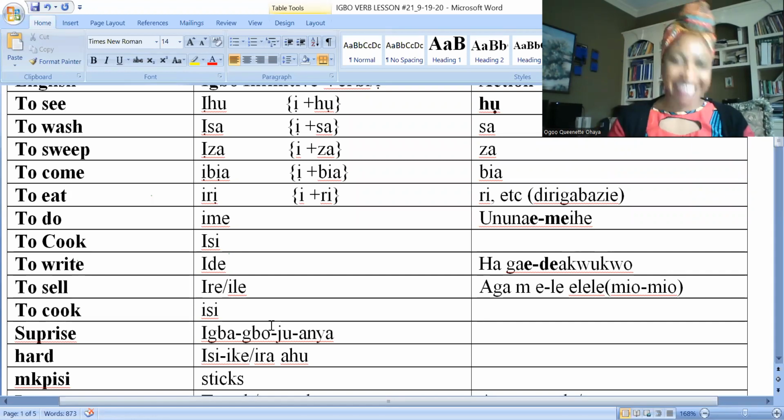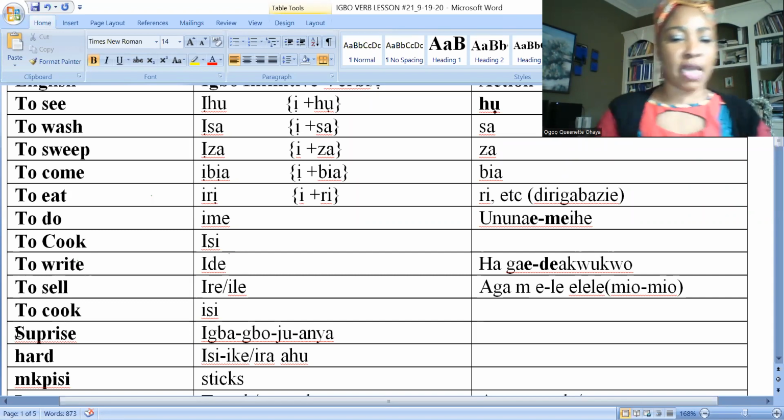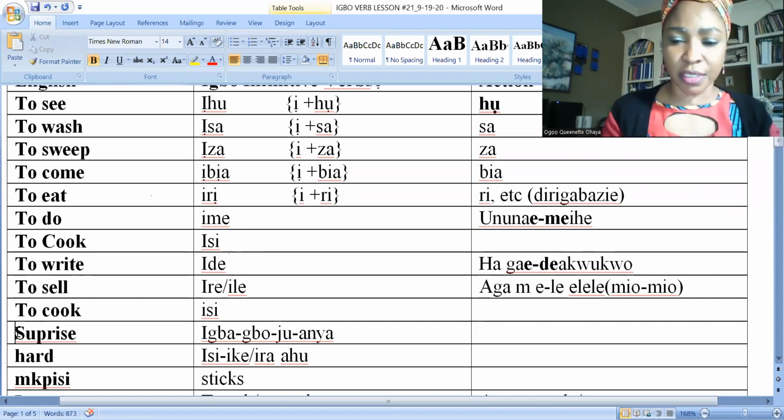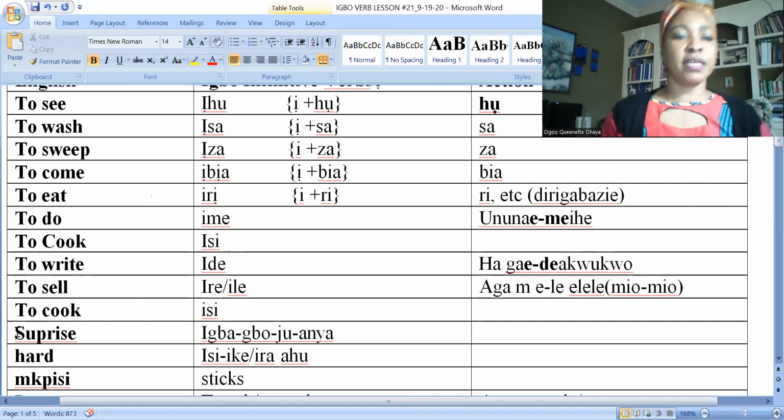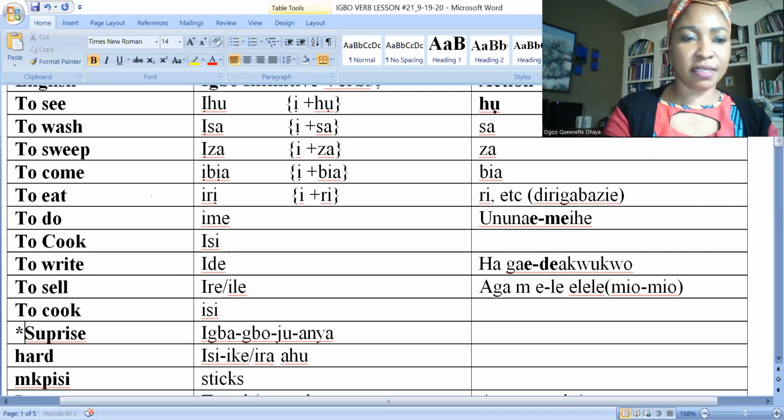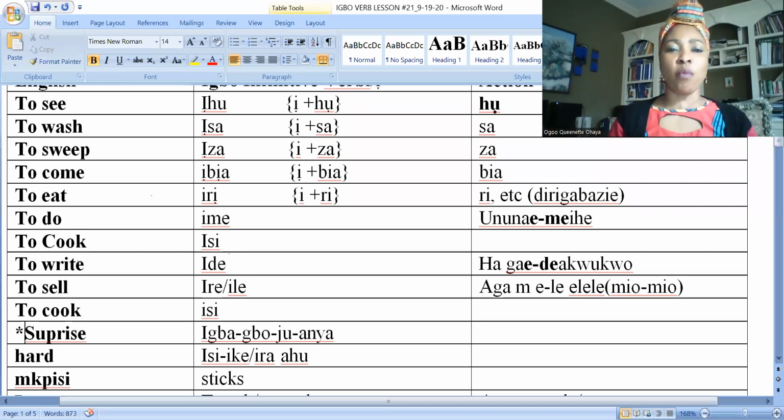To cook, isi, okay? This word, because somebody asked this question, and I feel like I need to put it here for everybody to know what it is. Surprise. When you say surprise, Ịgbagwoju anya. Surprise, you surprise me. Ịgbagwojuru m anya. Ịgbagwoju anya. So I broke it into syllables. Ịgbagwoju anya. Something that surprised me, okay?